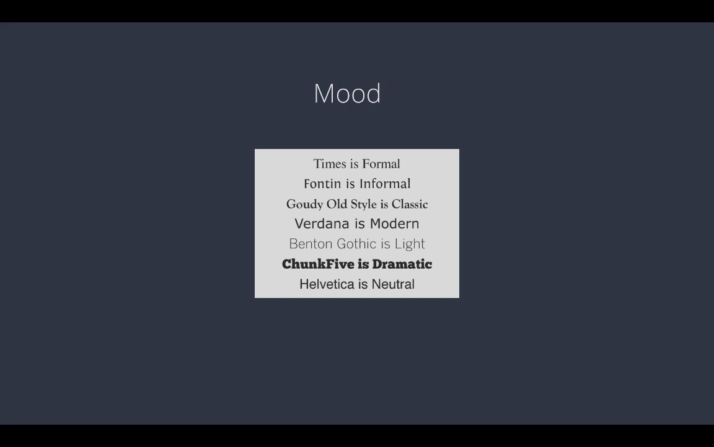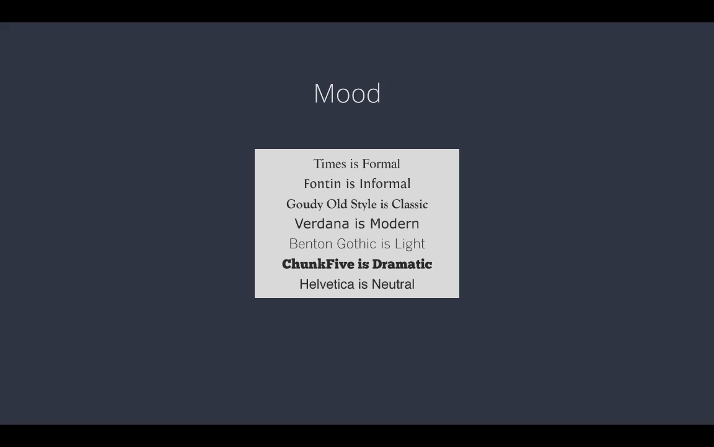Now let's talk about mood. The mood of a typeface is an important part of how it should be used, and different typefaces have strikingly different moods. And commonly used moods include formal versus informal, and then you have modern versus classical or traditional, and then you can have light versus dramatic.